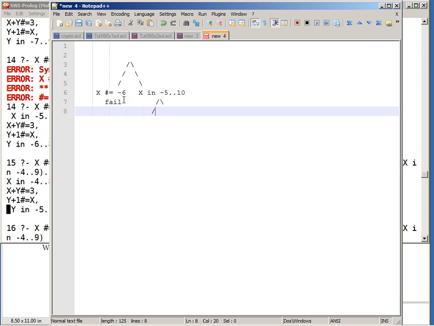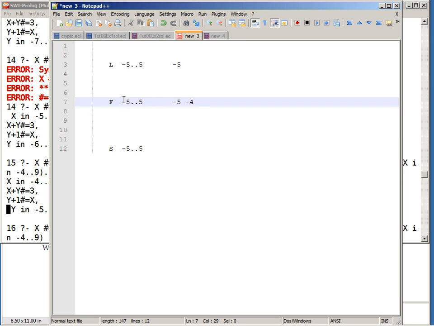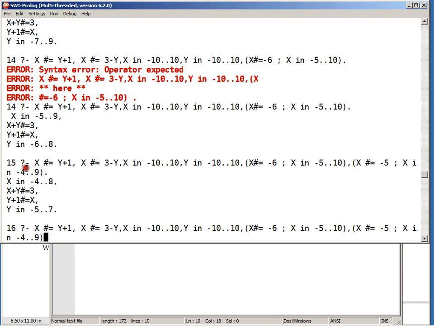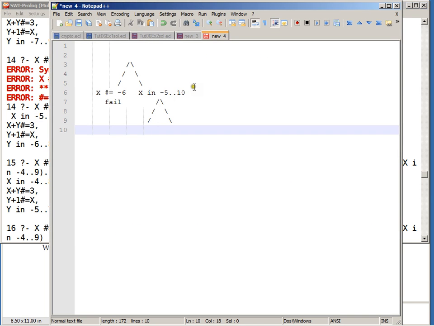One branch will have x equals minus 5, and then we're going to move. But now we know that x, when it was minus 5 to 10, actually was not minus 5 to 10, it was minus 5 to 9. So this choice is actually minus 5 to 9. So we say now x is minus 5.